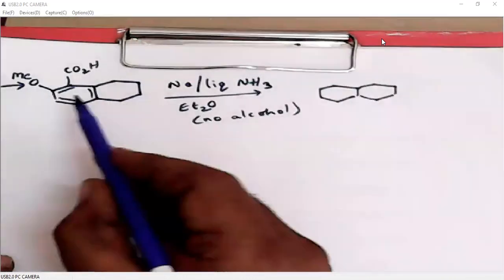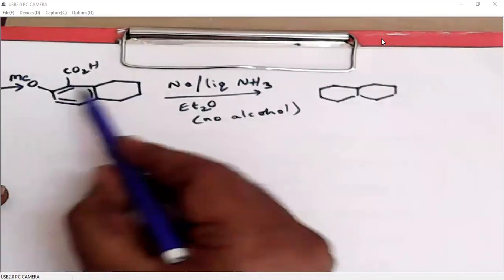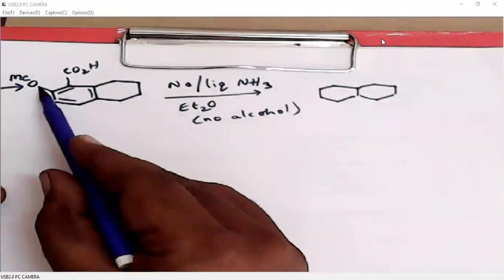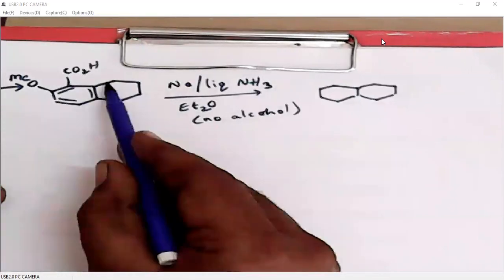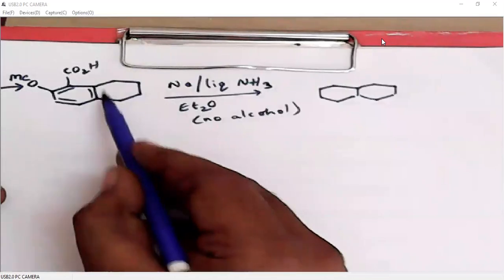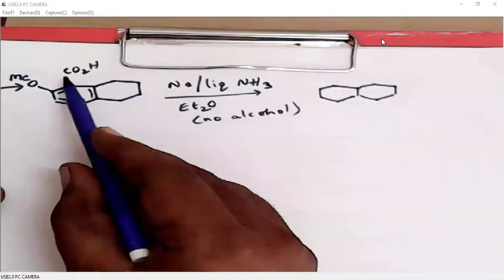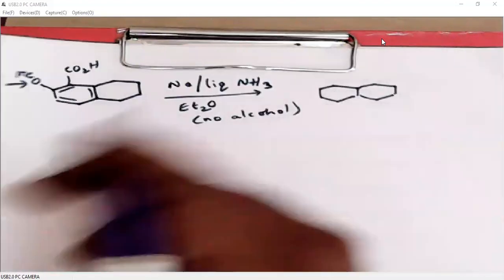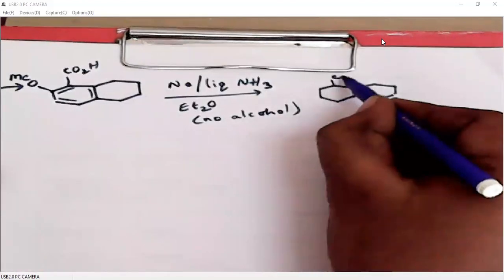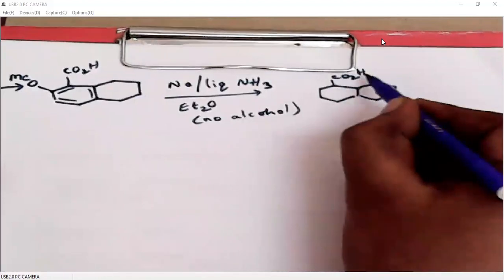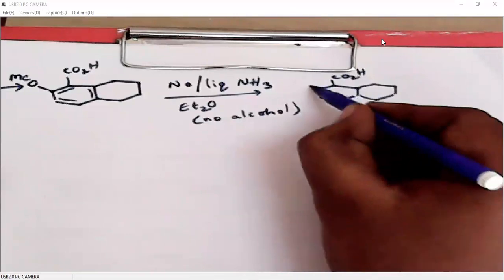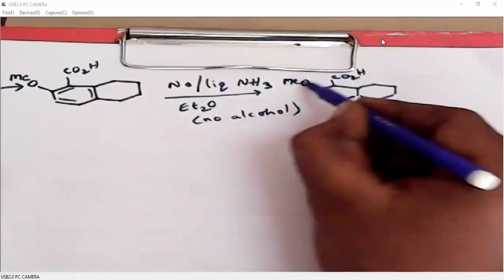Here we have two functional groups and four different substituents. Among them, this is plus M, this is plus I, this is plus I, so these three are electron releasing groups. CO2H is an electron withdrawing group, so this must undergo reduction. Of course, it should be CO2 minus only, but I'm writing the OH also. It's not a problem.